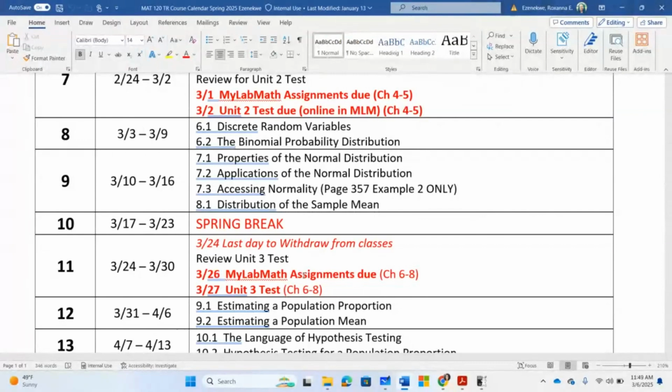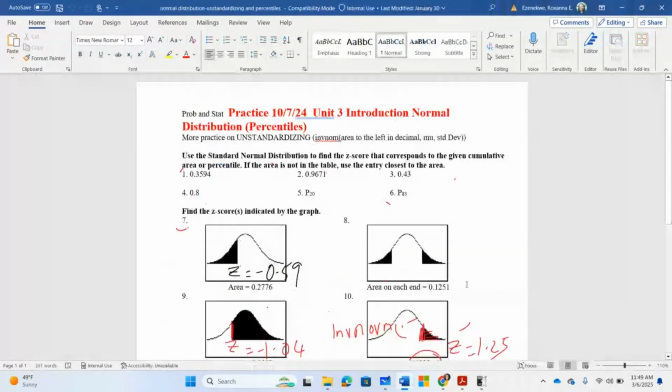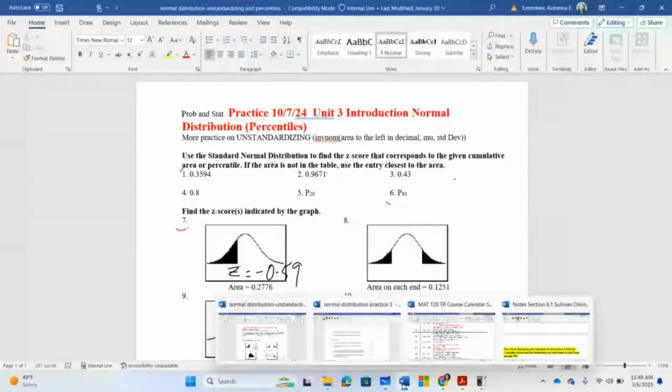Okay, so we have done 6.1 and 6.2. Next week, we shall continue with 7.1, 7.2, and 7.3. I want us to actually do some 7.1 today, and then we can continue next class. We have already done some 7.1, but let's look at it again. Let me pull that up.